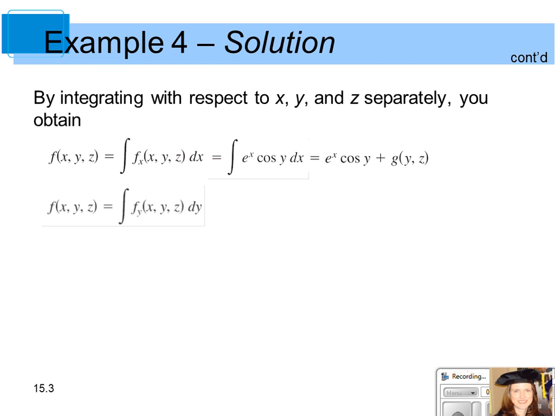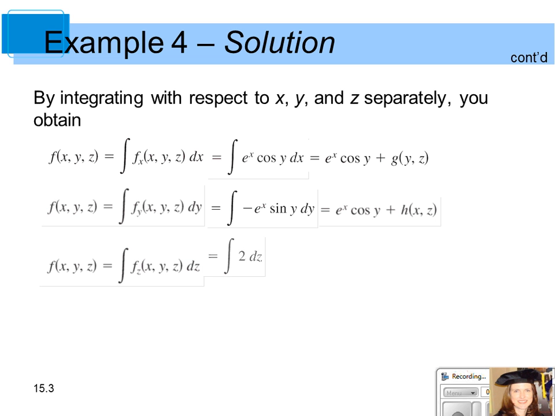Okay, you integrate the N with respect to y, treating y as the variable and x as a constant. The antiderivative of that is e to the x cosine y plus some function of constants that includes x and z. You're treating x and z as constants. When you integrate the P with respect to z, the antiderivative of 2 dz is 2z plus some constant that could have x's and y's in it.